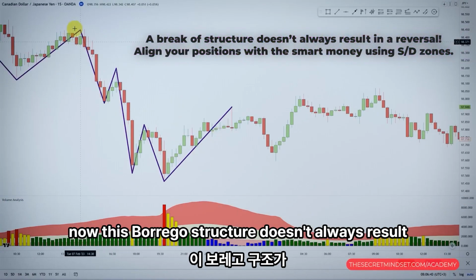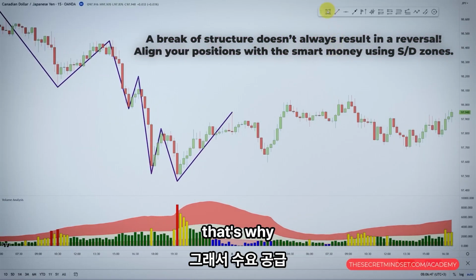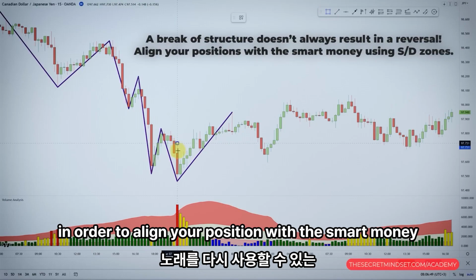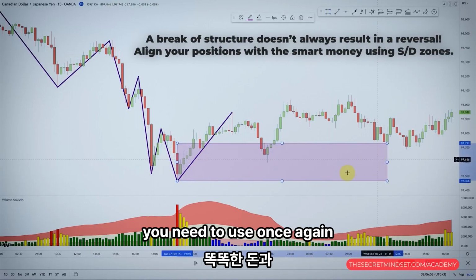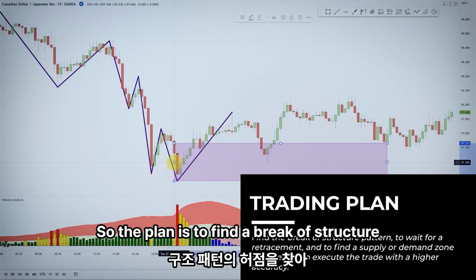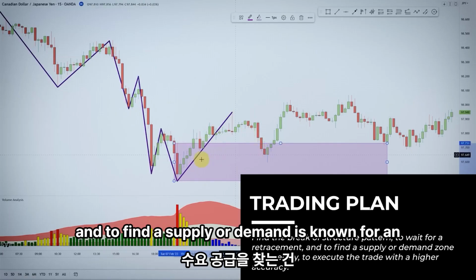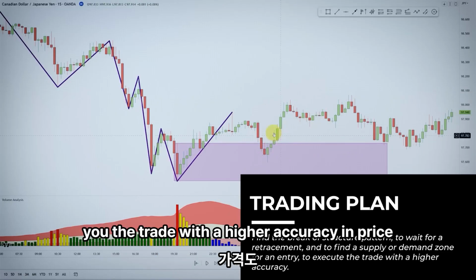Now, this breakout structure doesn't always result in a reversal. That's why, in order to align your positions with the smart money, you need to use, once again, supply and demand zones. So the plan is to find the breakout structure pattern, to wait for a retracement, and to find a supply or demand zone for an entry to execute the trade with the highest accuracy.